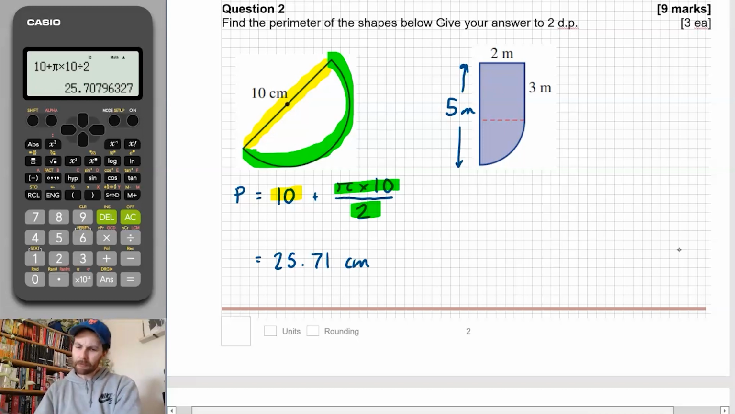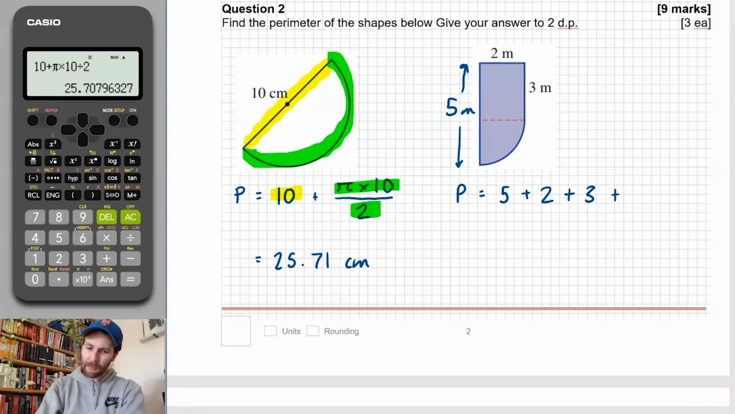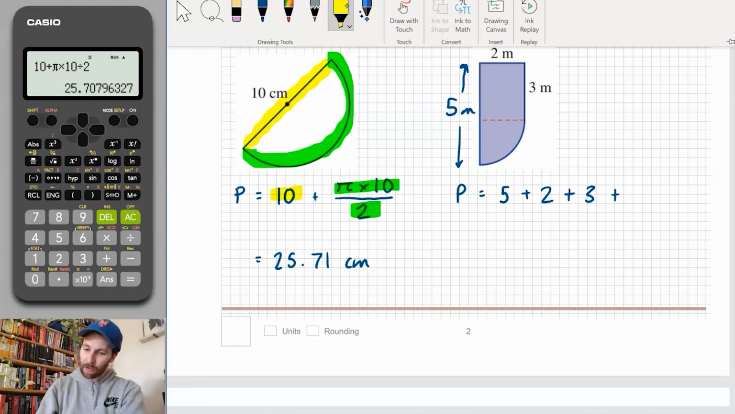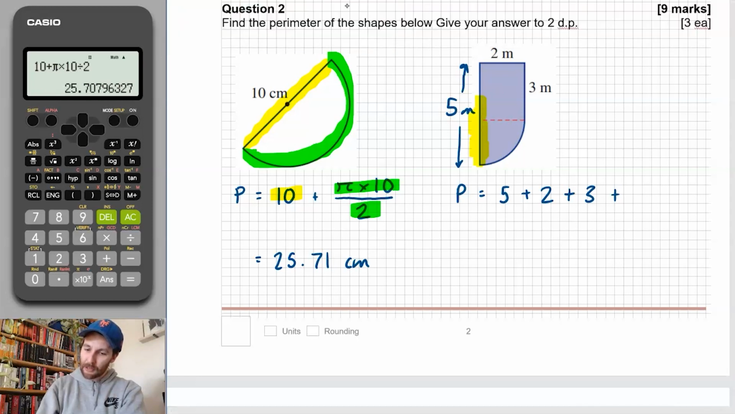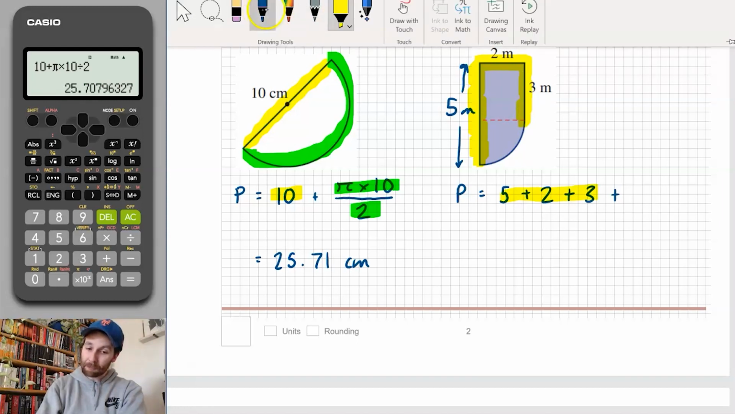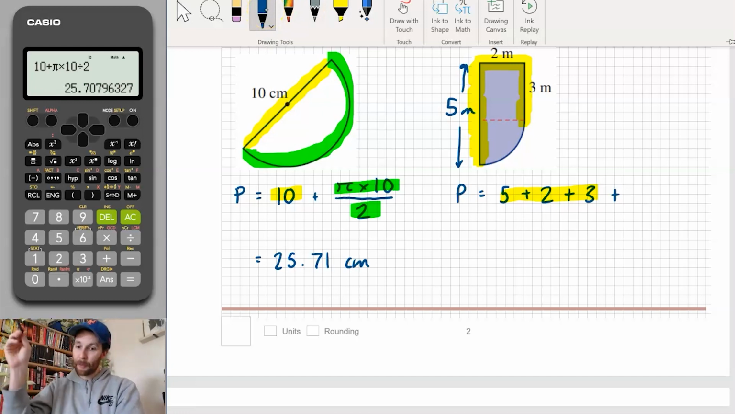Okay, so if we were doing the perimeter of this shape, we've got our 3 straight edges. So we've got the 5 on the left, we've got the 2 along the top, and we've got the 3 on the right hand side. So let's do a bit of a highlight on that. Let's say that all of those we've already done. So we've done straight line here, and straight line here. And that's all of those ones there. But what we have to add on to that is the length of the curved bit at the bottom.